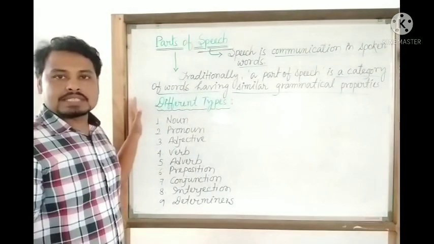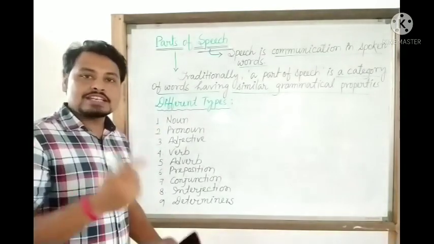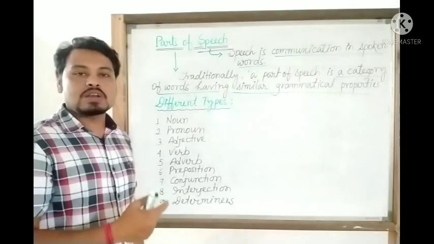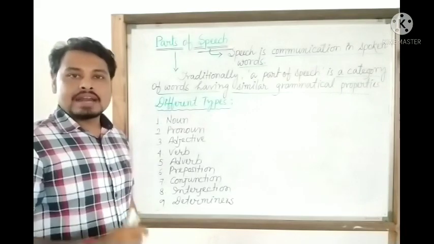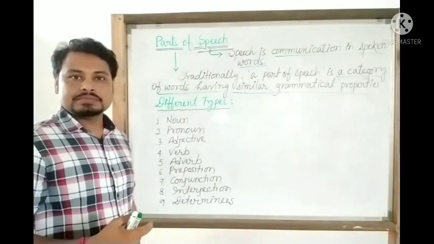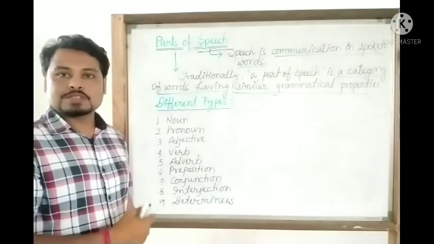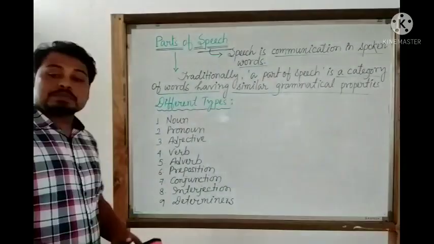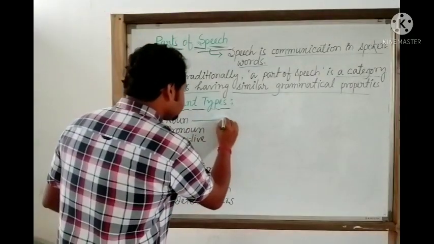So after this definition, let us try to know what are the 9 types of parts of speech. Earlier I have said that you may have heard, you may have read also that there are 8 types of parts of speech, but actually there are 9 types of parts of speech. So this new kind of part of speech we are going to learn today along with the traditional 8 types of parts of speech. So if we talk about the different types of parts of speech, the first in our category we have, that is noun.